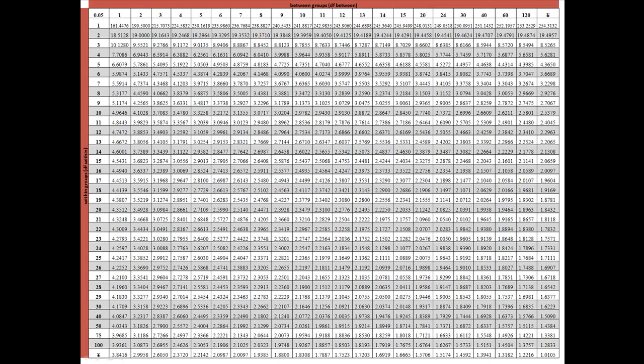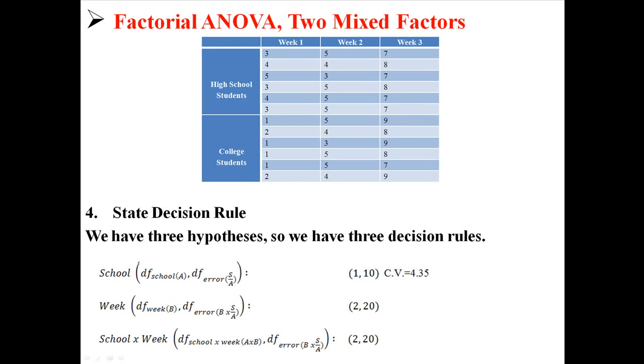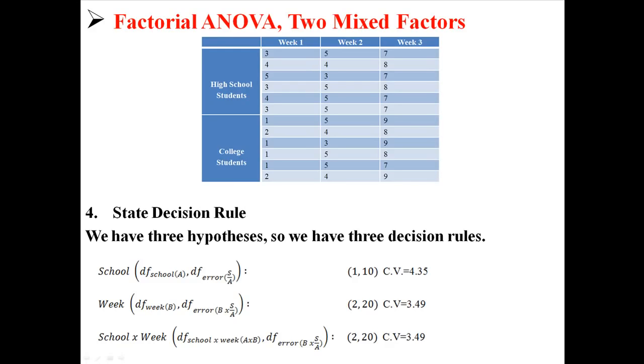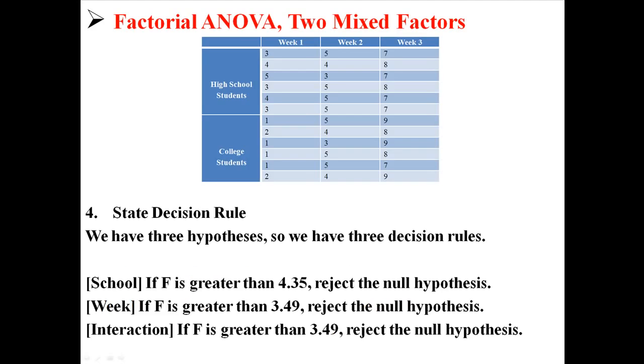So we go to our F table, where we have between on the top and within on the side, and first we're going to look up 1 and 10, where we find a critical value of 4.35. So for school, our critical value is 4.35. For week, we're going to look up 2 and 20, and we get a critical value of 3.49. So 3.49 is the critical value for both week and for the interaction of school and week. So our 3 decision rules are, for school, if F is greater than 4.35, we're going to reject the null, and for week and for the interaction, if those F's are greater than 3.49, we're also going to reject the null.